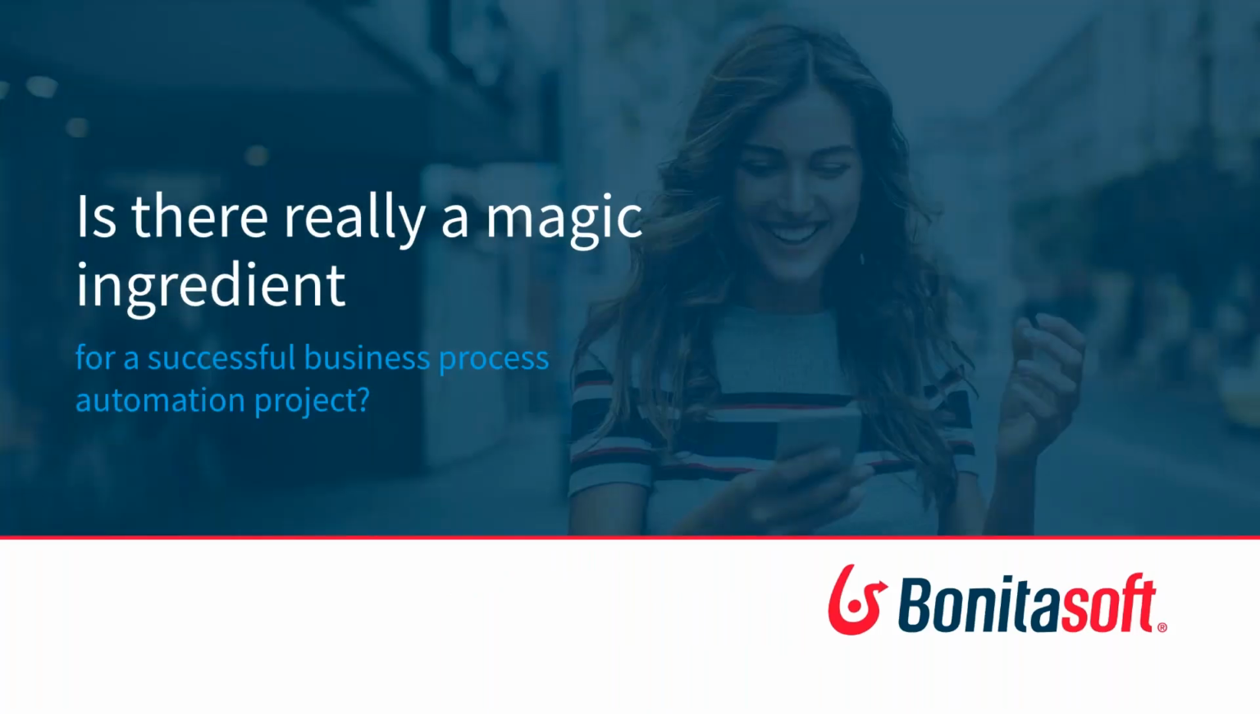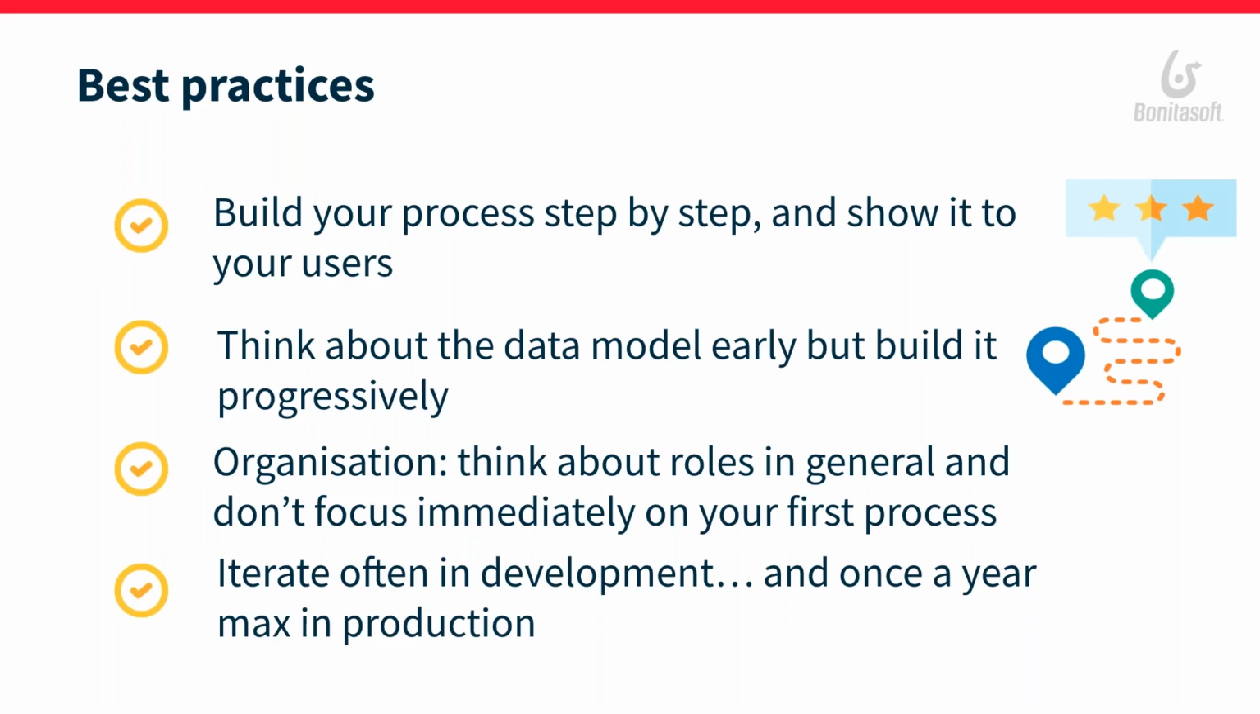So, in order to conclude, is there really one magic ingredient for a successful business process automation project? Is there one single way to implement? Is there one methodology, one happy path? No, I would say no. Really, we are talking about BPM. We are talking about something agile. We are talking about projects that need to be dynamic, that need to be collaborative.